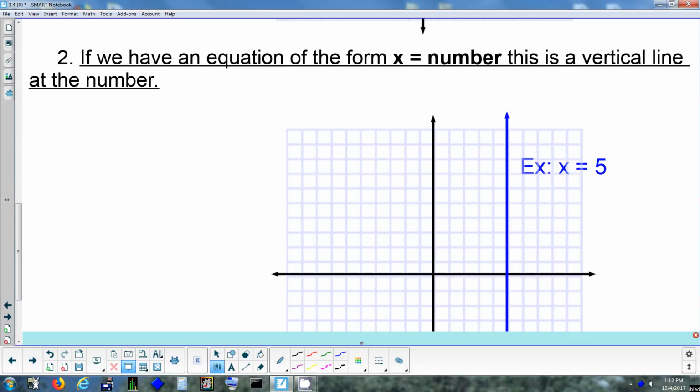Okay, so this is another special case. Why is it a special case? Because look at what I just circled. Is there a y in anything I just circled? No. So if you're missing the x, it's a special case. If you're missing the y, it's a special case. You have to know which one it is. X equals a number, vertical. Y equals a number, horizontal.